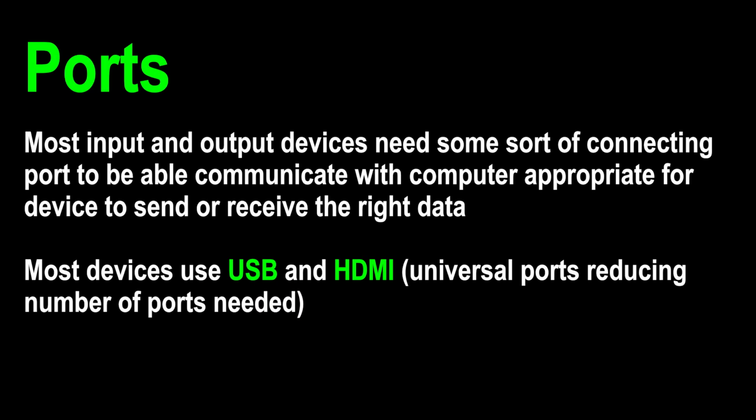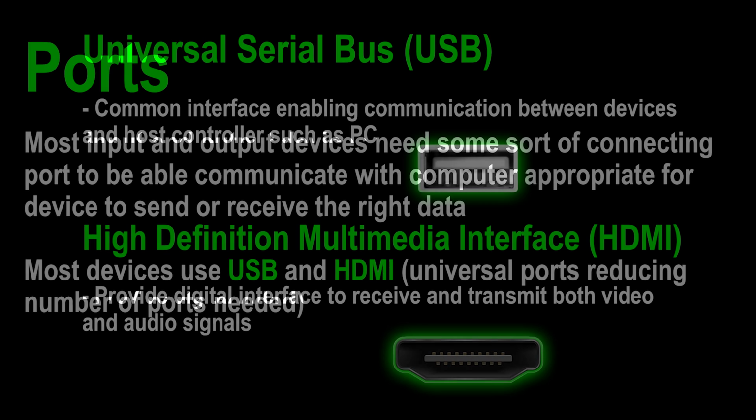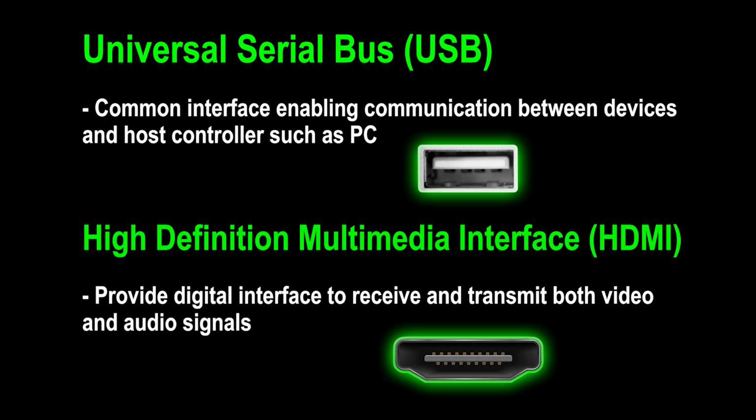Most input and output devices need some sort of connecting port to be able to communicate with the computer appropriate for the device to send or receive the correct data. Most devices use USB and HDMI as they are universal ports, thus reducing the number of ports needed. Universal Serial Bus (USB) is a common interface enabling communication between devices and a host controller such as a PC. High Definition Multimedia Interface (HDMI) provides a digital interface to receive and transmit both video and audio signals.